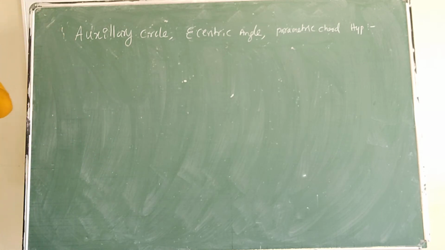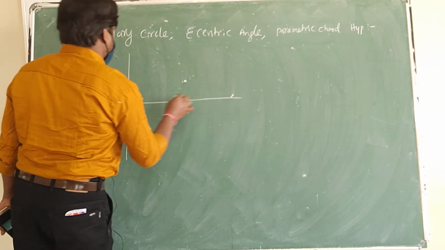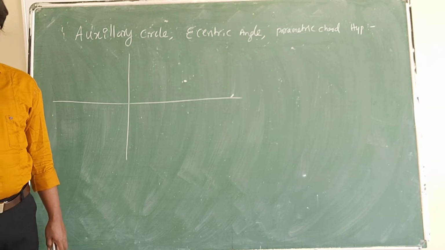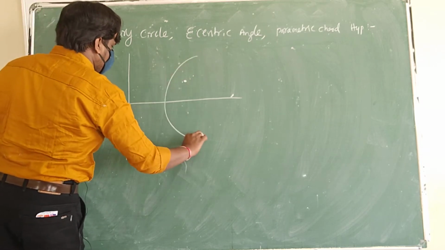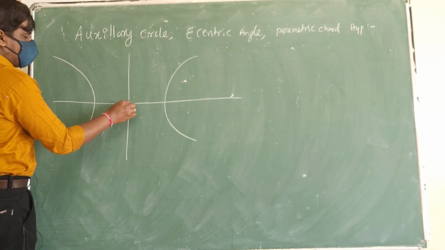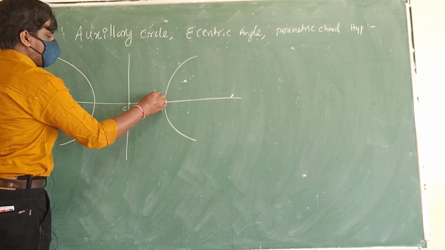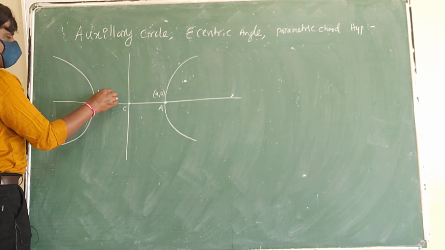In ellipse we have learned. See, if you have learned ellipse, hyperbola is also the same thing. See here, this is the hyperbola. Hyperbola will be this shape. You know this is the center of the hyperbola, and this is the vertex of the hyperbola, here a comma 0. This is a dash, that is minus a comma 0.